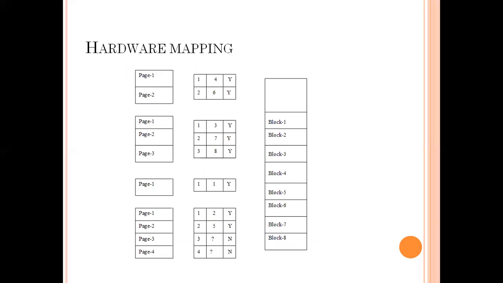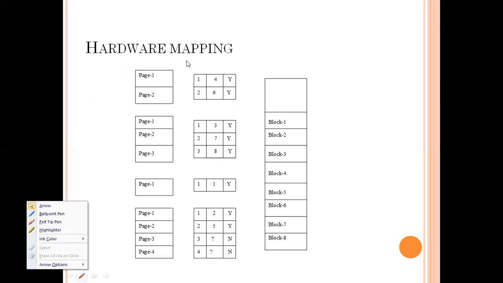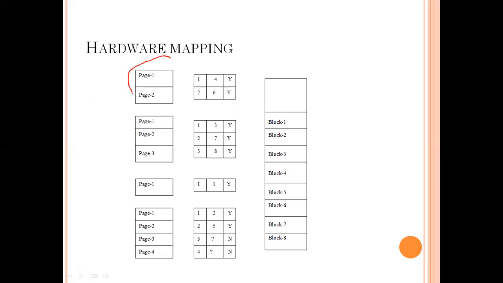So this is how the page map table and the mapping is done in demand paged memory management. The first box indicates the address space of job 1. Job 1 is divided into two pages labeled page 1 and page 2. The next block indicates the address space of job 2, which is divided into 3 pages. Similarly, job 3 is divided into 1 page and job 4 has 4 pages.